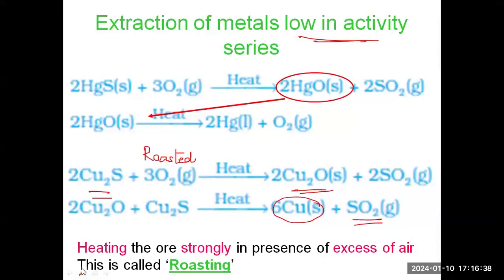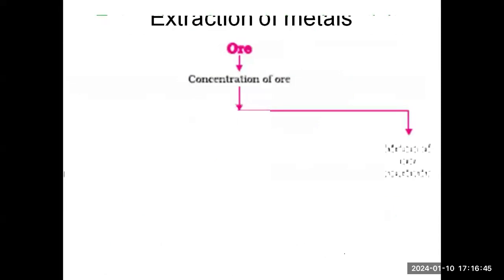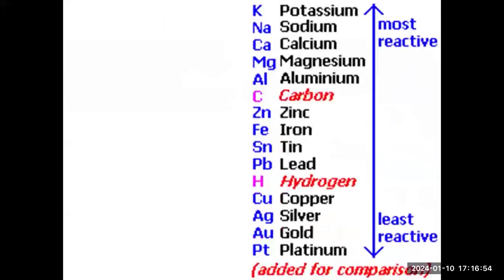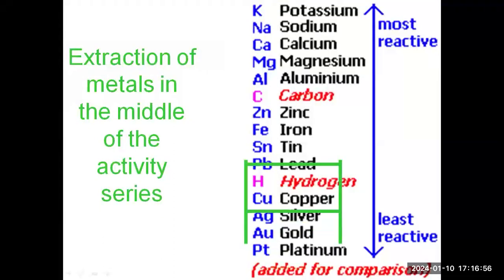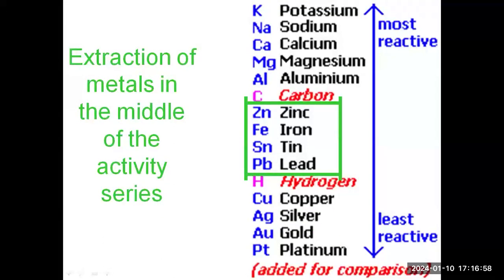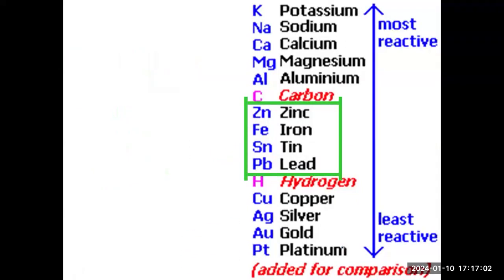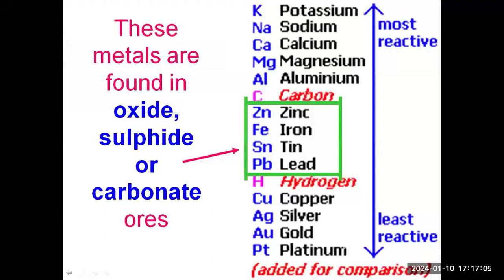The definition of roasting is when you heat ore in the presence of excess of air, it is called roasting. So one step is done, one group of metal is done. Now we see the next group, the middle group between carbon and hydrogen. These are moderately reactive metals. And these are available either in oxide, sulfide, or carbonate ore.